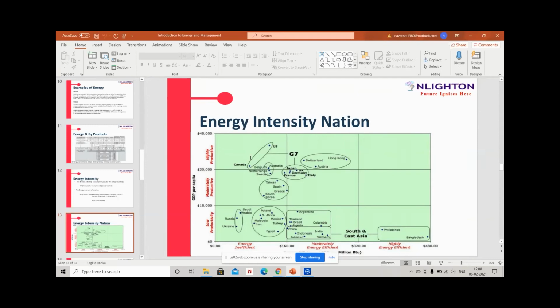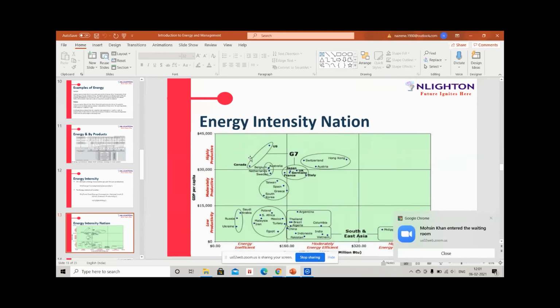So the losses are very low compared to Mexico, Turkey, even Egypt, because they are predominantly focusing on improving energy efficiency and reducing energy losses. That is the reason Canada and the US are highly focused energy intensity nations.